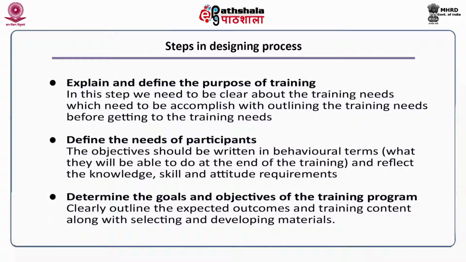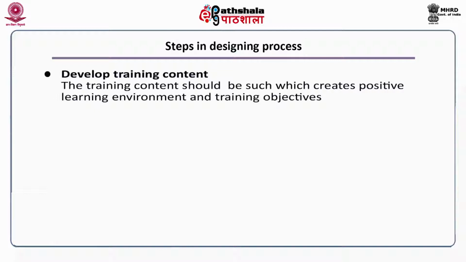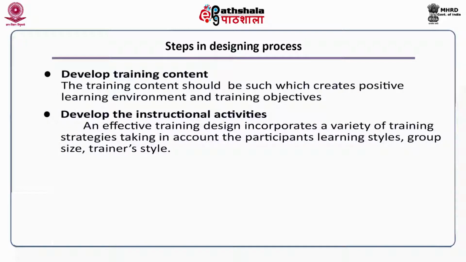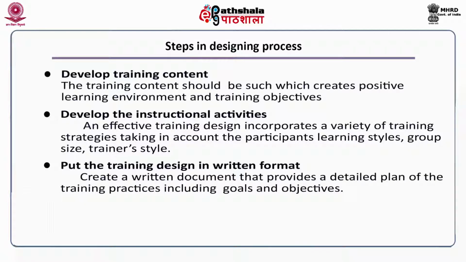Third, determine the goal and objective of the training program. Clearly outline the expected outcomes and training content along with selecting and developing material. Fourth, develop training content. The training content should be such that it creates a positive learning environment and training objectives are met. Fifth, develop the instructional activities. An effective training design incorporates a variety of training strategies, taking into account the participants' learning styles, group size, and trainer style.